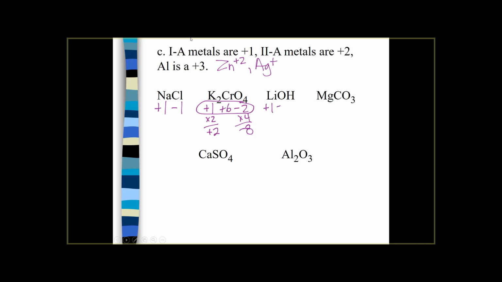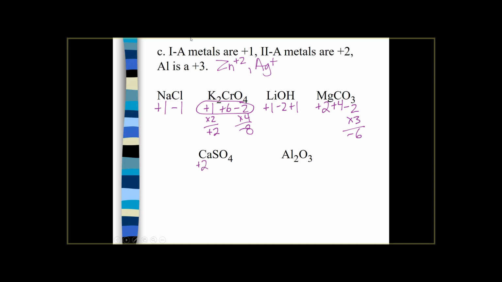Lithium +1, oxygen -2, hydrogen +1. Magnesium, alkaline earth metal, is a +2. Oxygen is -2, and there's 3 of them for a total of -6. So carbon is a +4. And the reason why I worked that out is carbon can sometimes be a +2. So I wanted to make sure which one I had.